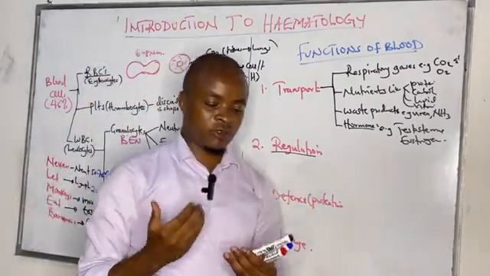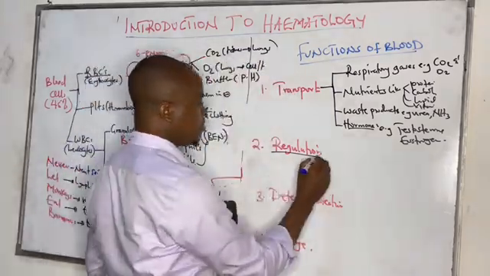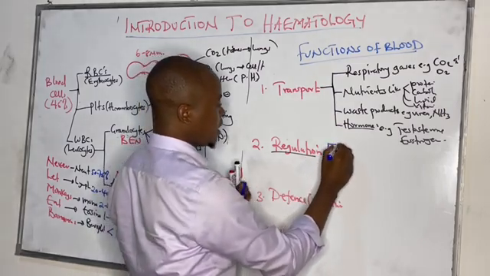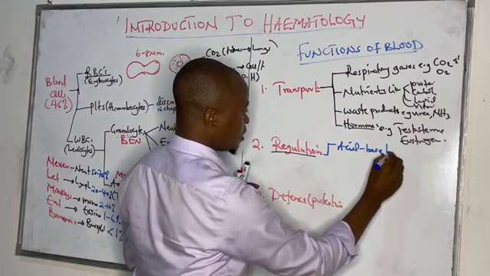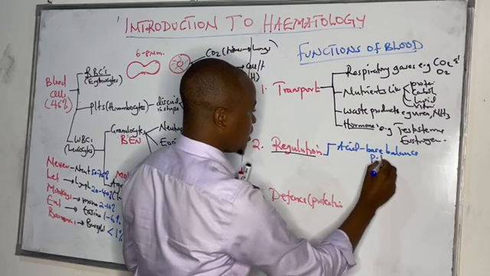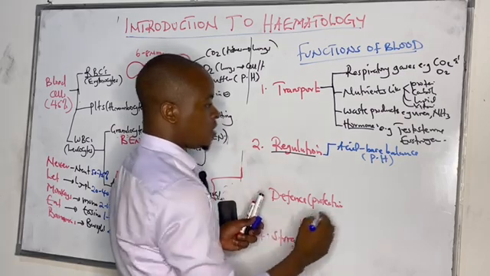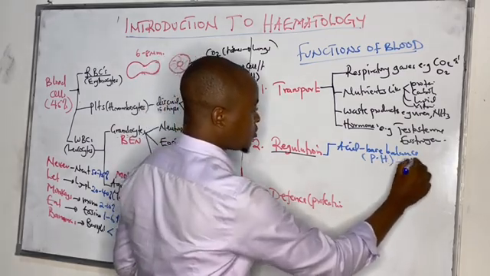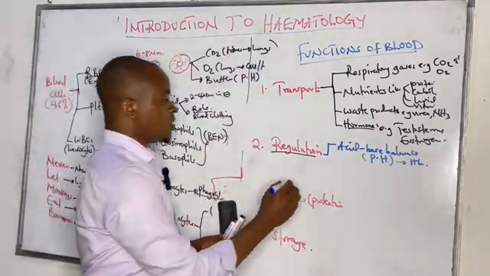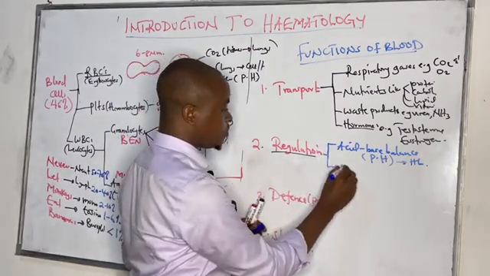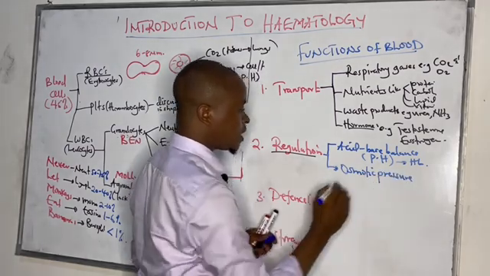How does blood regulate or keep our internal environment constant? Under regulation, we see blood playing a key role in maintaining acid-base balance, that is maintaining the blood pH. And we saw the action of blood, like the red cells which contain hemoglobin, acting as a buffer. Then we see blood also doing the regulation of osmotic pressure, or oncotic pressure.